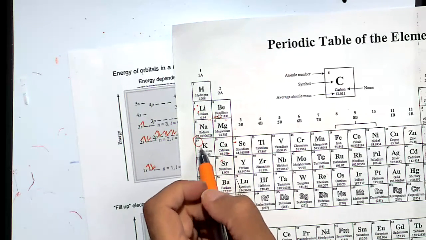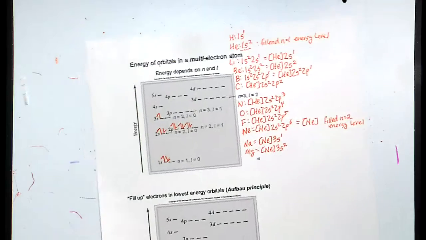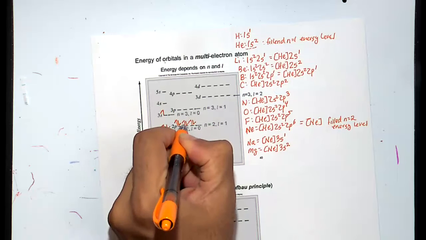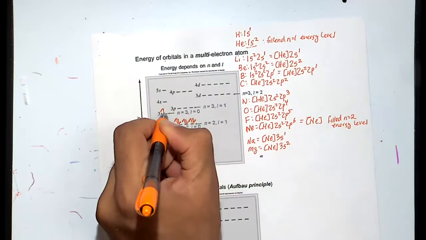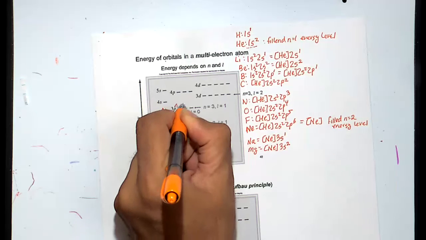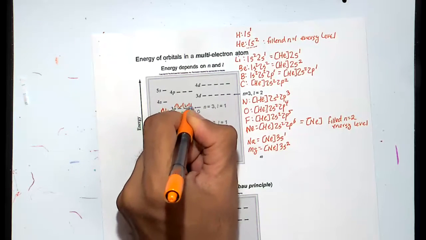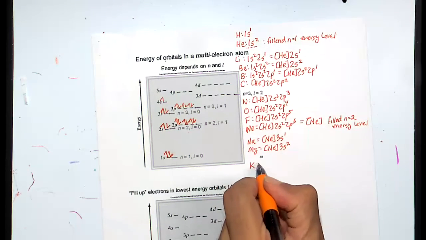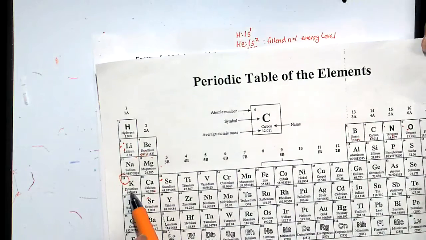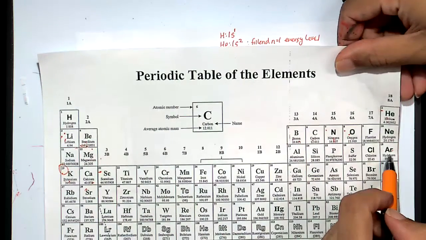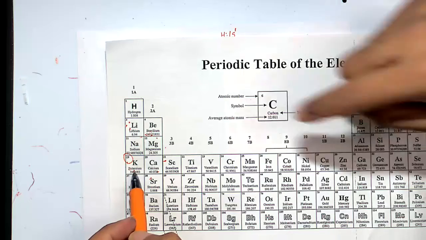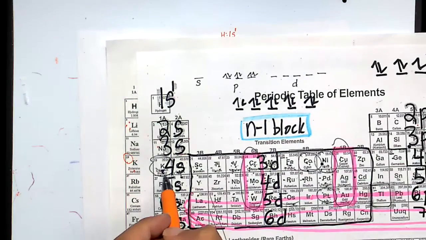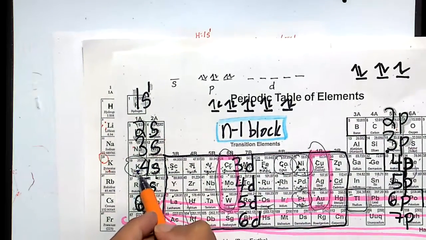Okay, 19 electrons. So let's fill them up. Okay, 1, 2, 3, 4, 5, 6, 7, 8, 9, 10, 11, 12, 13, 14, 15, 16, 17, 18, 19. 19. So potassium is going to be 19 electrons. So 18 come from argon, and then this is going to be 4s1. Okay, everyone see that? 4s1. So it's going to be argon 4s1.